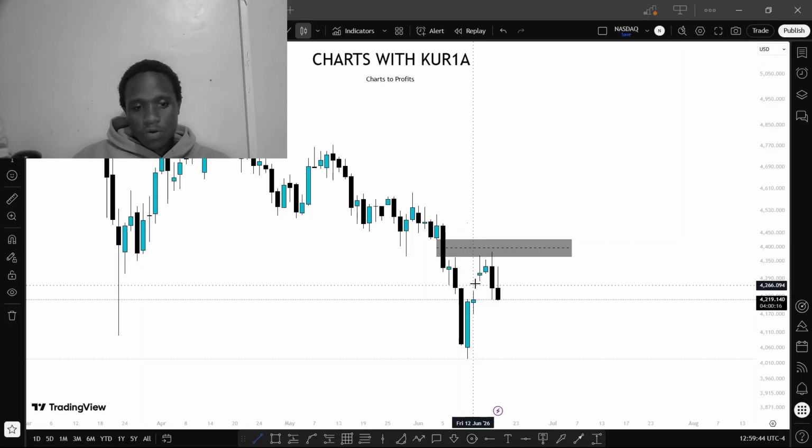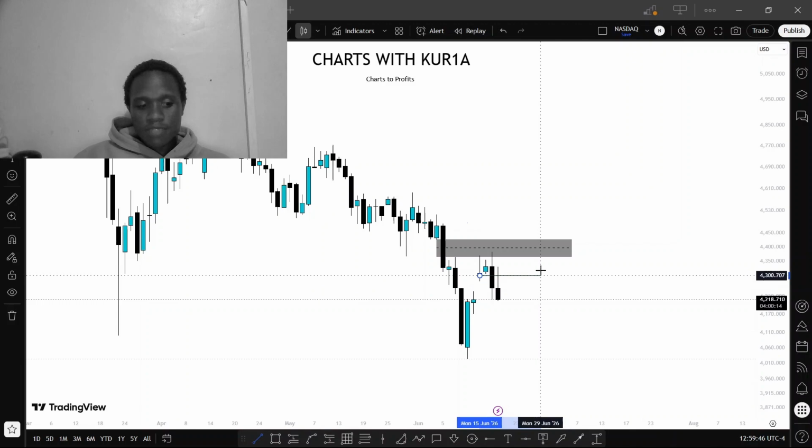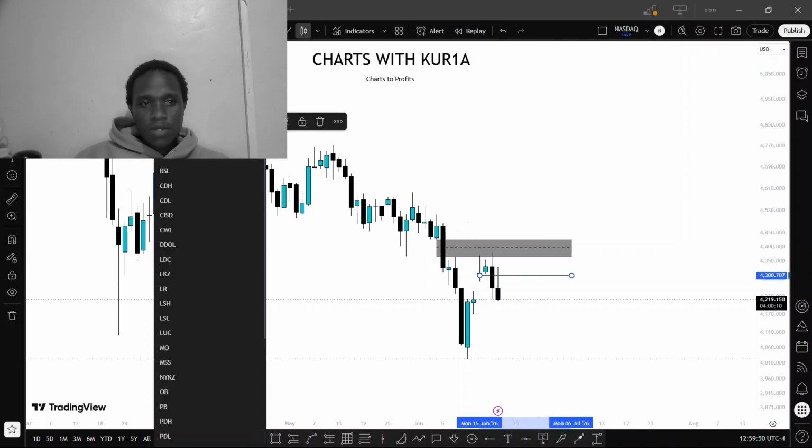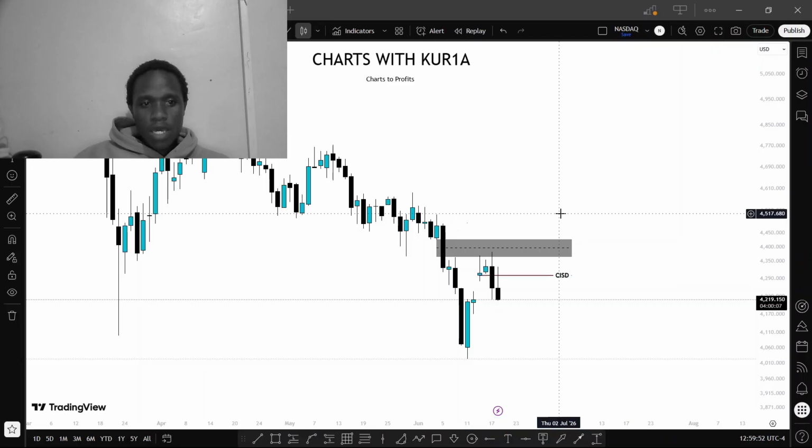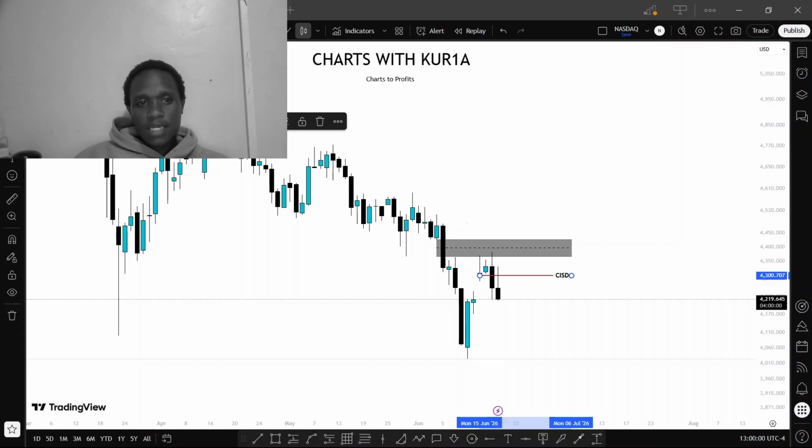Of course I have to mark that as my daily CISD, but I think it will cloud our chart, so as we go lower, I will remove it. So this became my daily change in state of delivery. As soon as I saw that, I knew that today, as a post-FOMC day, I want to see price continuing with that move to the downside.